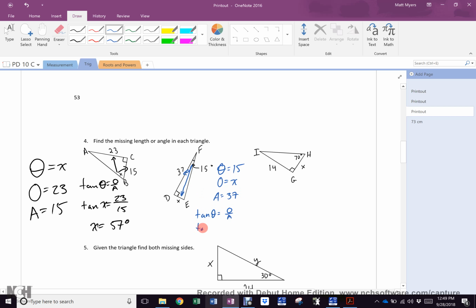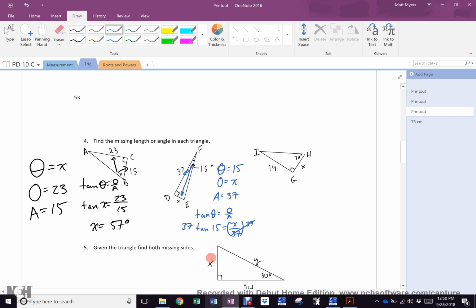Fill it in. What's theta? 15. What's O? X. What's A? 37. How do you get X by itself? How? What gets rid of divided by 37? Times. So I multiply that by 37. They cancel. What do I got to do to this side? 37 tan 15.